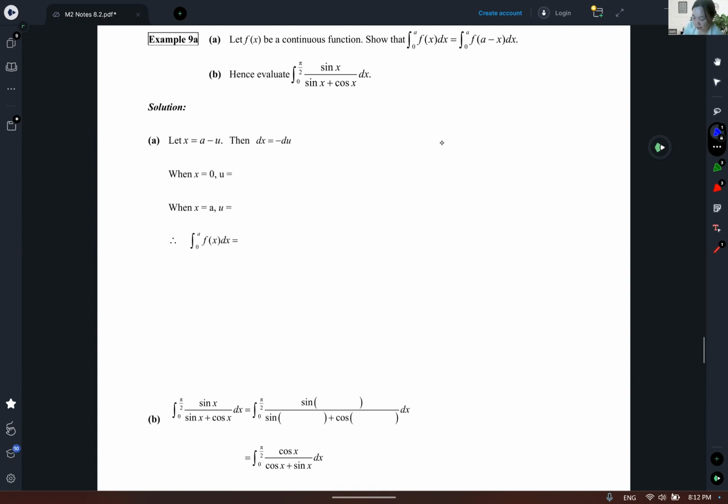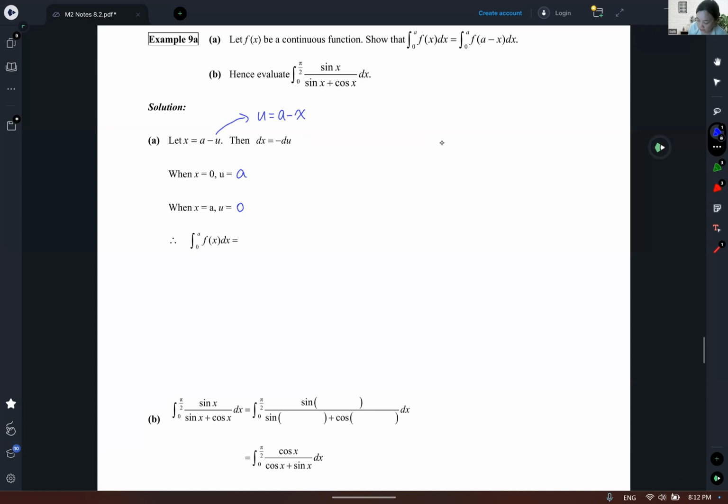Let x be a minus u, then dx equals negative du. And then we can also figure out the limits. When x equals 0, then u equals, now I guess we have to know that u equals a minus x as well. So it's easier when you have this equation. So when x equals 0, u will equal a. And when x equals a, u will equal 0.